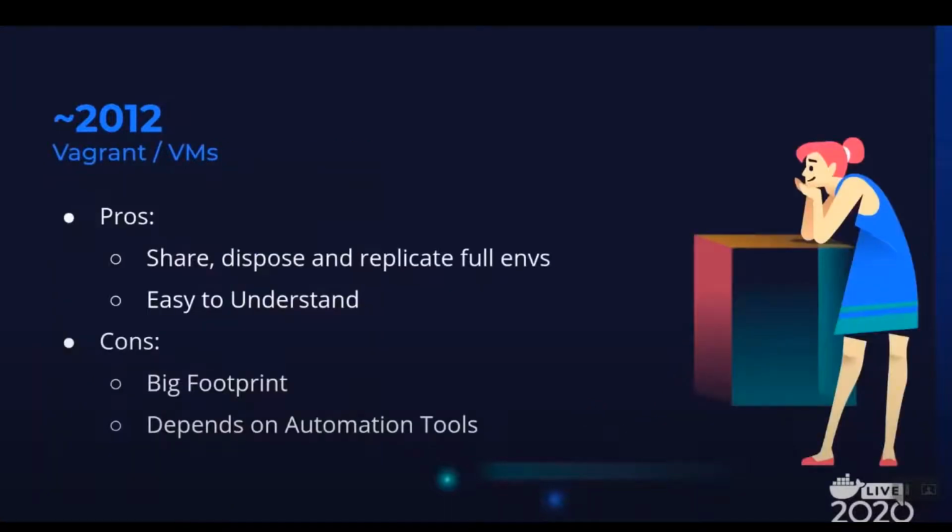Around 2012, 2013, I started using Vagrant, and it was a big change. It was a lot better to share environments with coworkers, and you were now able to dispose and replicate full environments and also make them very similar to what you have in production. And also the good thing is that it was very easy to understand, because virtual machines were already a kind of old technology. Everybody kind of knew how to use them or how they work. They are very similar to a regular full machine. So it was not very complicated to understand.